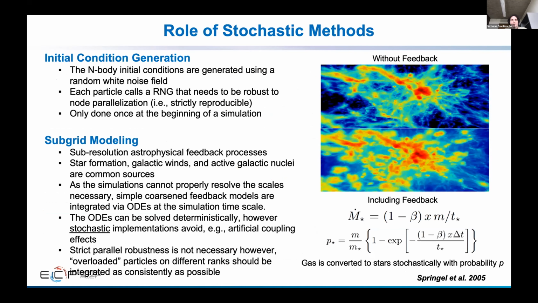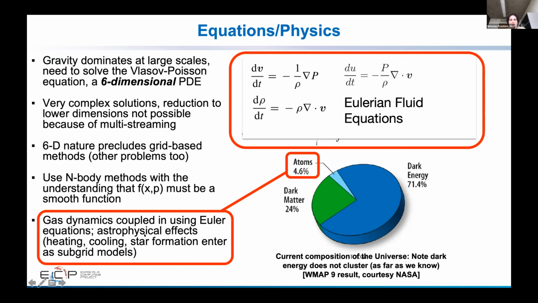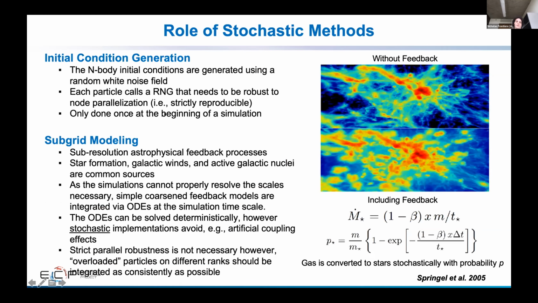So I'm going to talk about two very small applications of stochastic methods in HACC. The first is in our initial condition generation, and the second is in our subgrid modeling, which has to do with these extra astrophysical effects I was talking about. So it turns out the universe is basically a sampling from a random Gaussian field, to the best that we can tell, which essentially means when you start a realization of the universe, every particle needs to sample from a random white noise field.